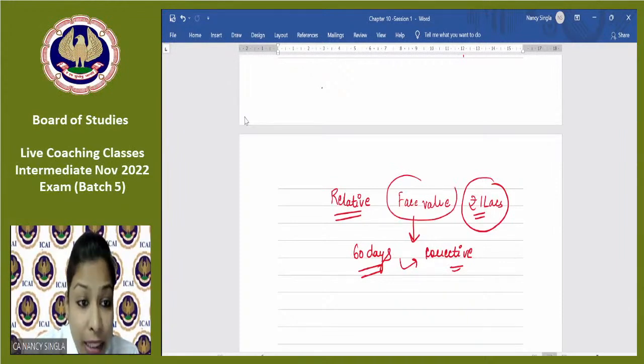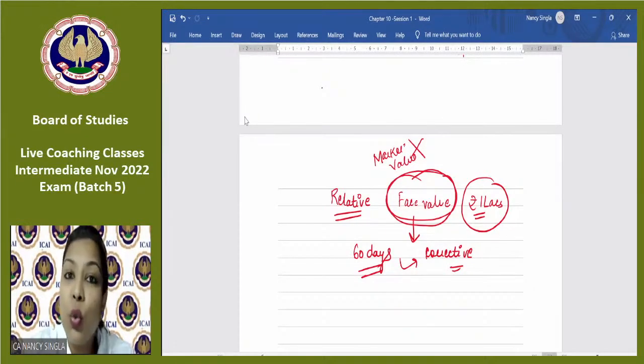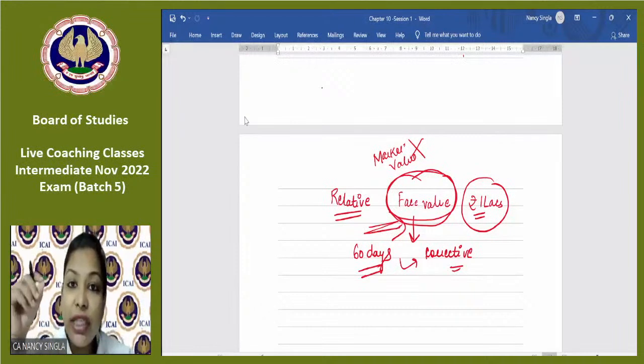And students, please, very important, this is not market value. This is your face value. Market value may be 2 lakhs, maybe 5 lakhs. We are here talking about what? Face value. So section 141, subsection 3, clause D.